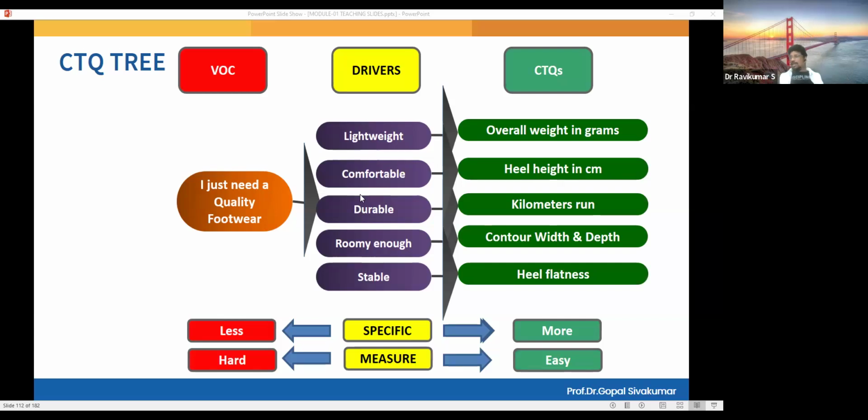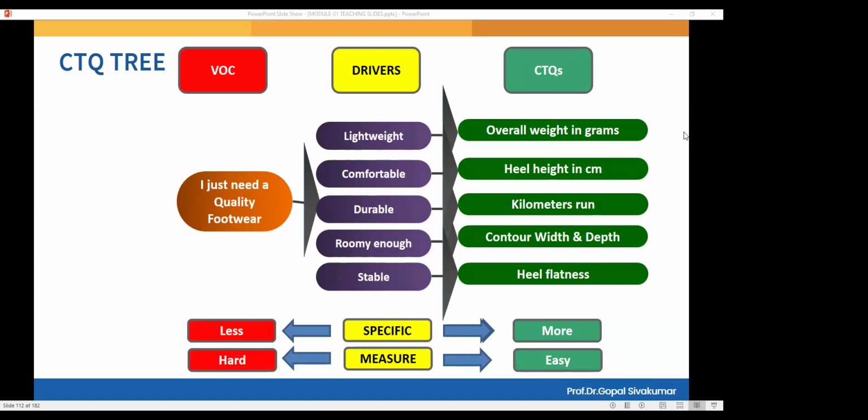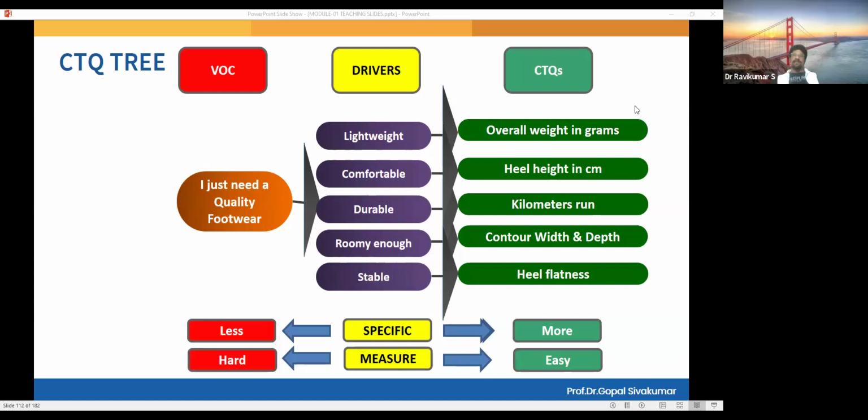So the customer simply said, I want a quality footwear. But at the end, you can see you have a lot of metrics which you can derive from that. So you have to ensure that these metrics meet the customer requirement. Then obviously your product will be considered a quality one and it will be preferred by the customer.